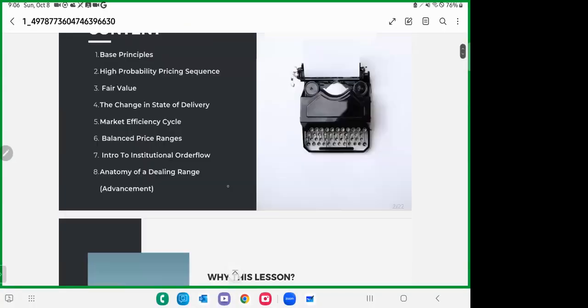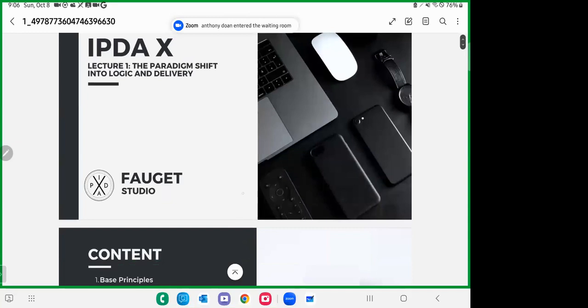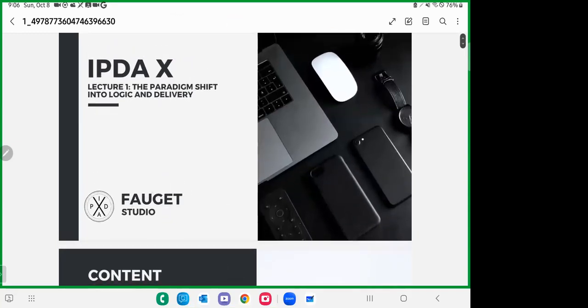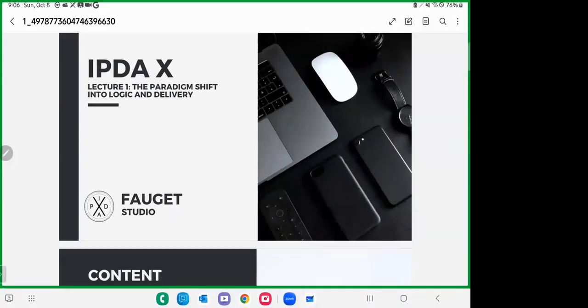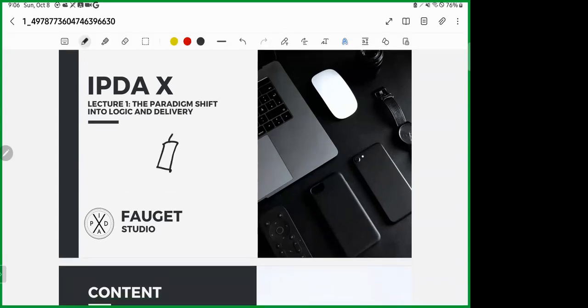All right. So starting out, we'll just look at base principles. But I want to give you guys a quick overview of the importance of today's lesson, and why we're even covering this. This is lecture one, which is the paradigm shift into seeing price from the stance of logic and delivery. Many times as traders, we only see candles and patterns. But you have to understand that even a candle in itself has delivery within it. You have to look at that and see delivery, not just the candle. That's the whole basis of this very first lecture.